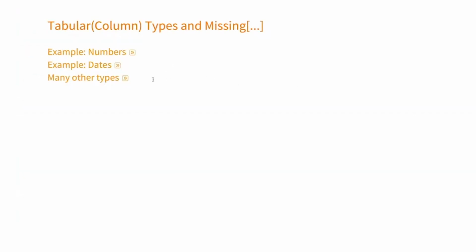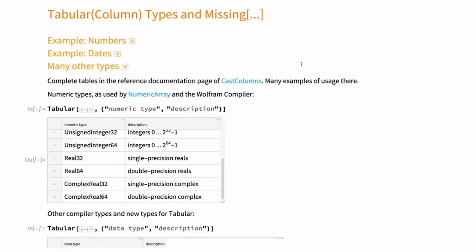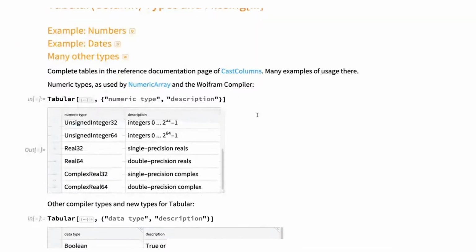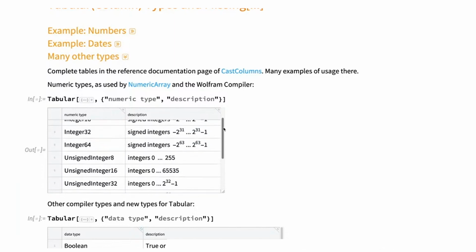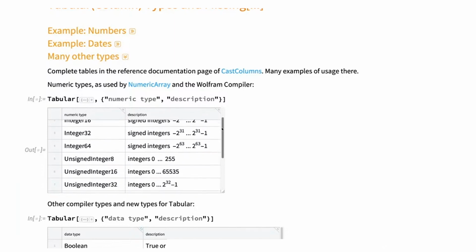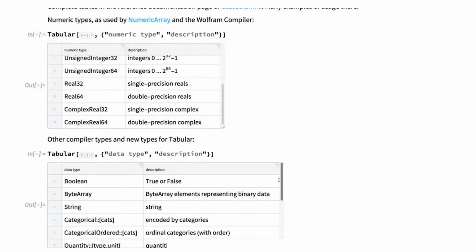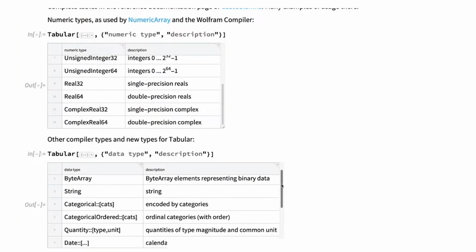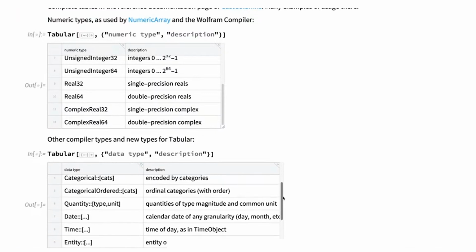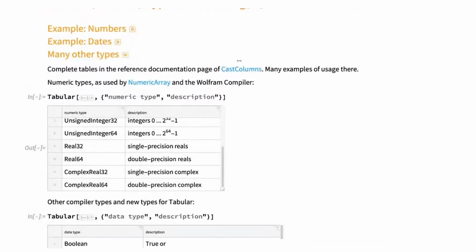Tabular, and Tabular column, is very efficient in dealing with types, and it can handle all the numeric types of the Wolfram compiler, which are all of these, and then several other types of the compiler, plus other ones that have been added specifically for Tabulars, like dates or entities, etc. So there are many types that it can take advantage of, and in the future we will add more.